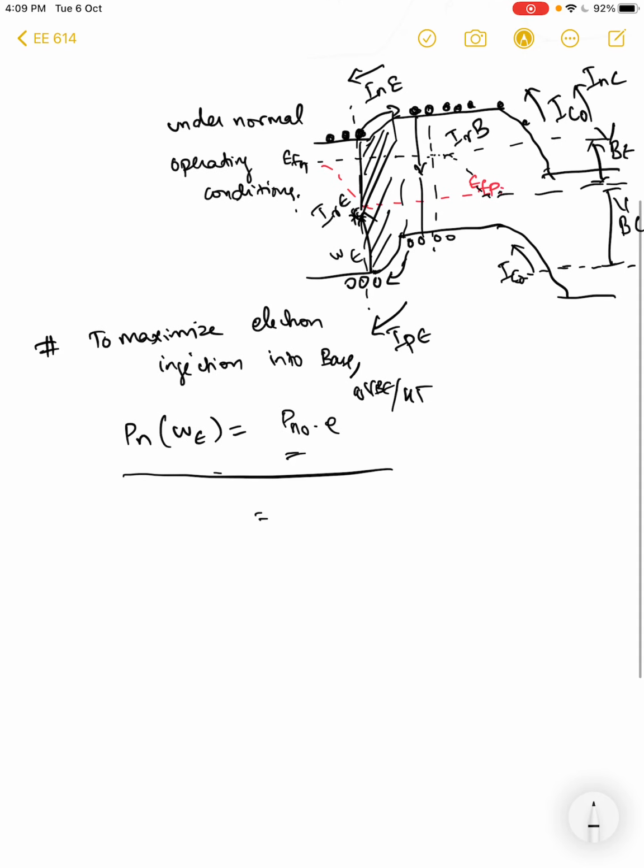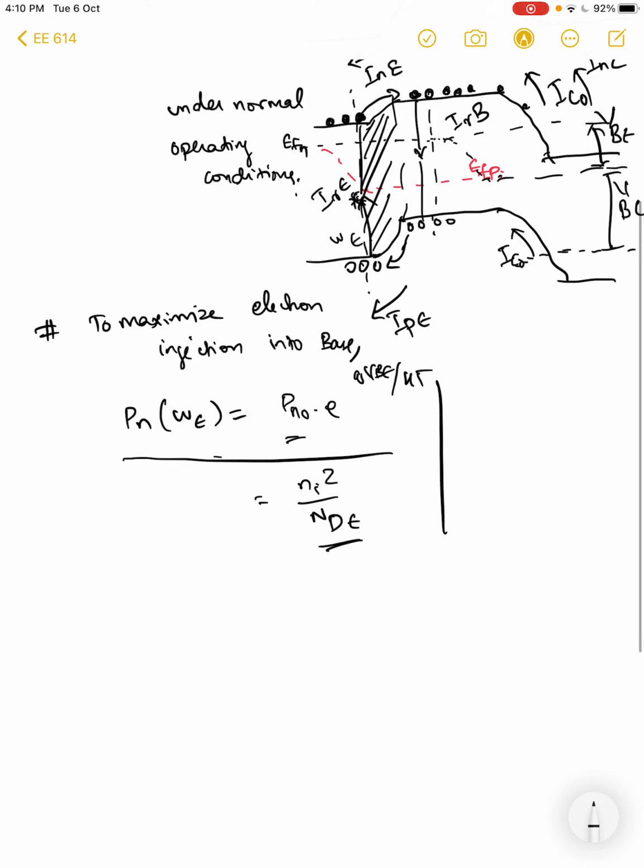So Pn naught is basically Ni square by Nd E, right? So if I increase the doping density in the emitter, I reduce the hole injection into the emitter, right? So basically, to reduce emitter recombination, you just increase the emitter doping density. Thus, this is the reason why we need high doping density in the emitter, right?